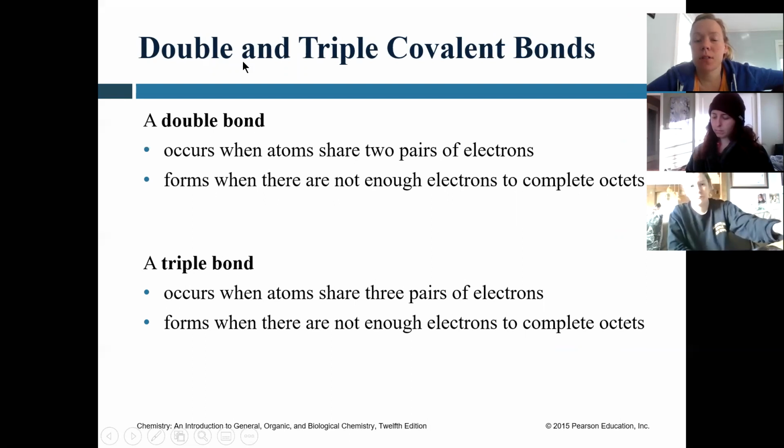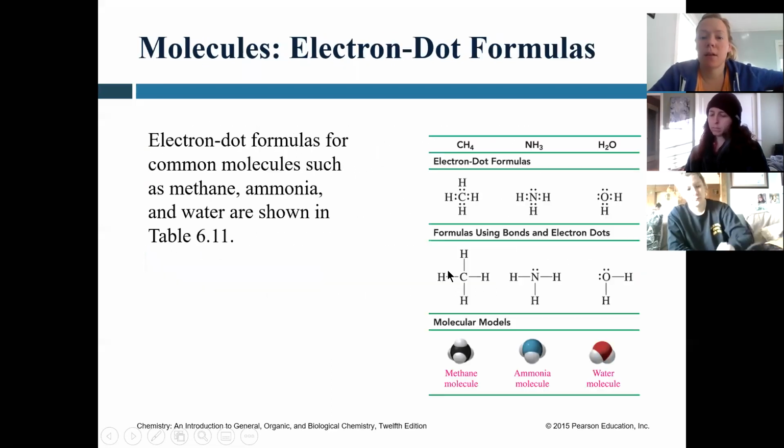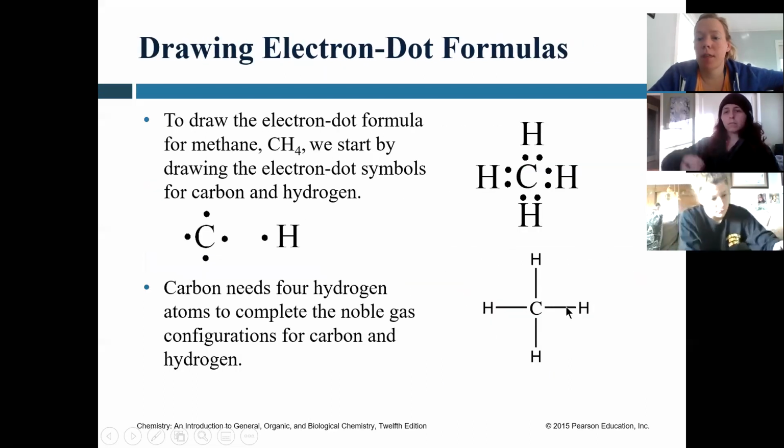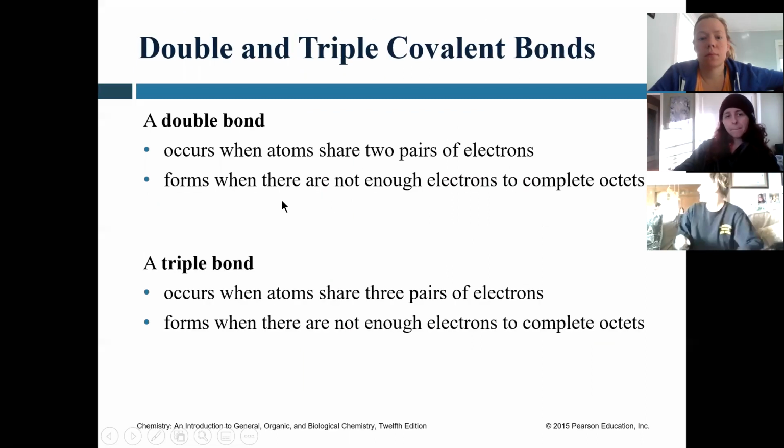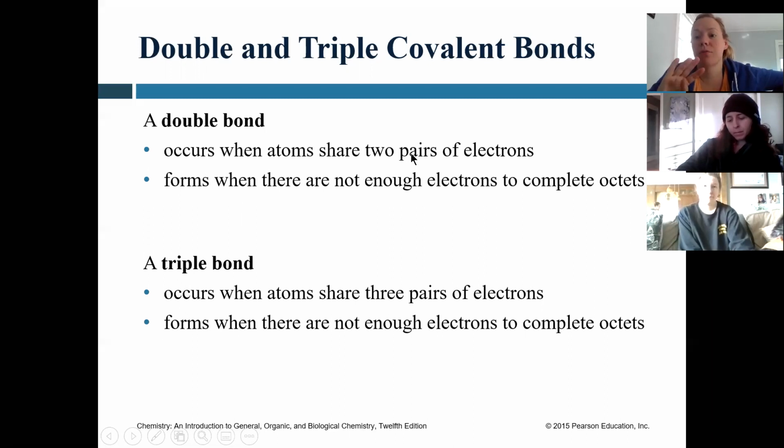Sometimes we can form what's known as a double bond and a triple bond. A double bond is stronger than a single bond. A triple bond is stronger than a double bond. Everything you've seen thus far are all single bonds. It involves 2 electrons. A double bond is when we share 2 pairs of electrons, or a total of 4 electrons. A triple bond is when we share 3 pairs of electrons, or a total of 6 electrons.